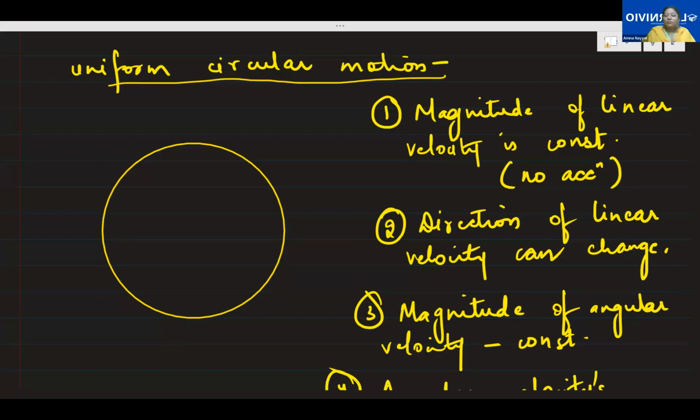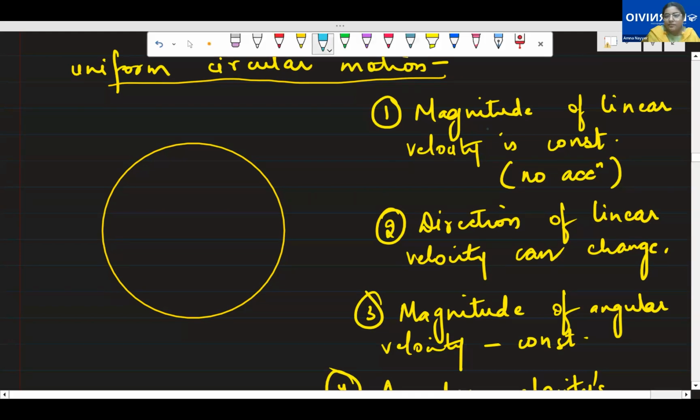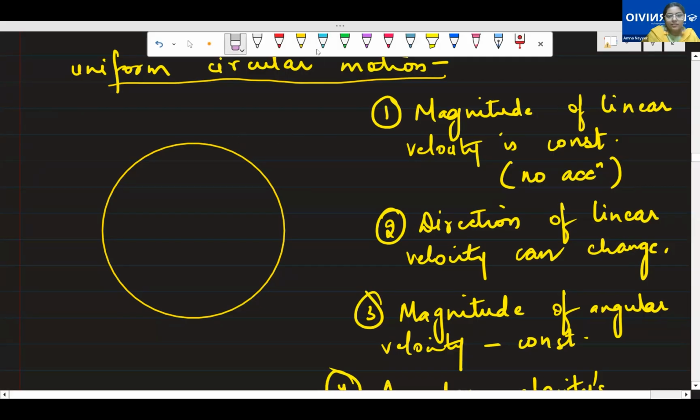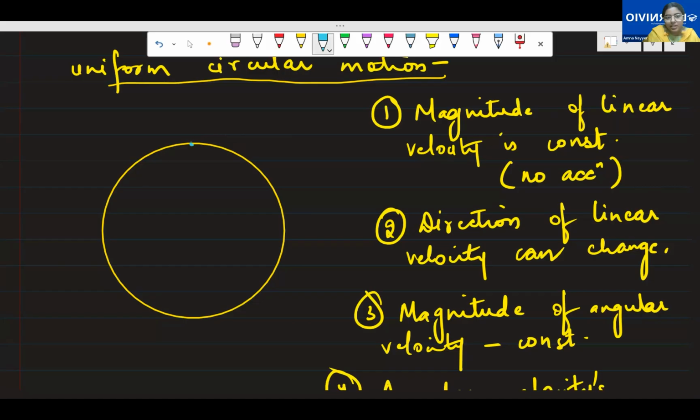Regarding uniform circular motion, there are a few things that we studied in the last classes. One is the linear velocity. Linear velocity is tangent. This linear velocity will always be tangential to the surface like this. Remember, the direction of linear velocity is always marked tangentially to the surface.